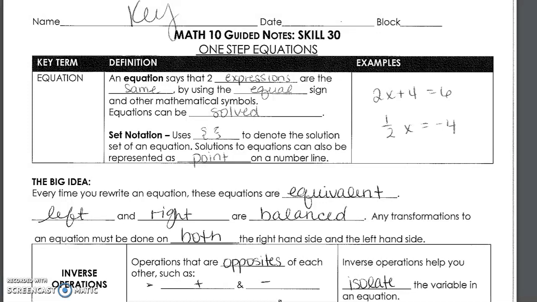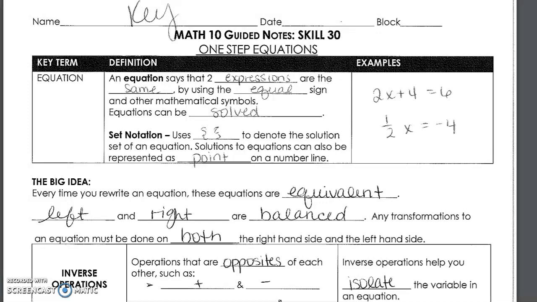An equation says that two expressions are the same by using the equal sign and other mathematical symbols. Equations can be solved. Set notation uses brackets to denote the solution set of an equation. Solutions to equations can also be represented as a point on a number line, and we might do a little bit of graphing, but we'll do more graphing when you get back from break, when we're dealing with inequalities. Okay, so if you look at the examples, they gave you two things that are equations, right?